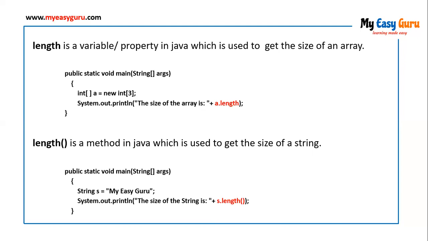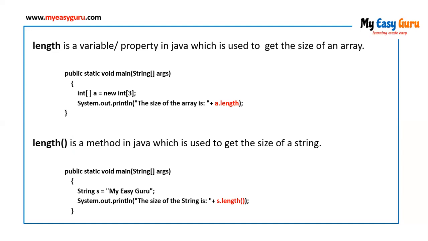The length method in Java is used to get the size of a string. So we have defined string s equal to myEasyGuru and we want the size of this string. So we have used the length method. When we want the size of an array, we use the length property. But when we want the size of a string, we use the length method.